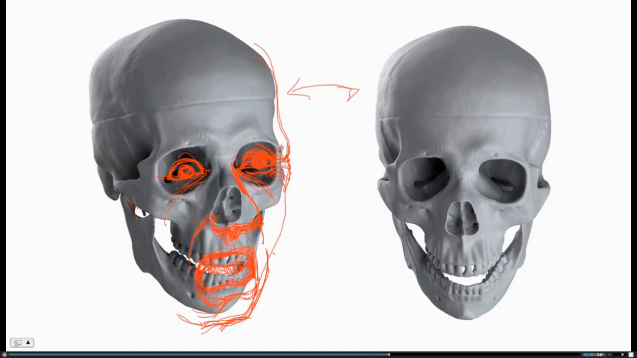Fear is going to be a little lift of the brow as well. So we would just kind of scratch some of this in.